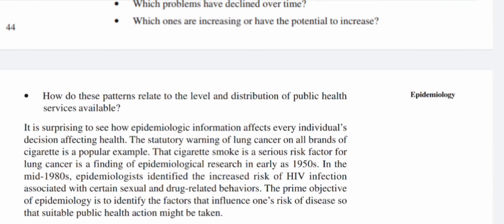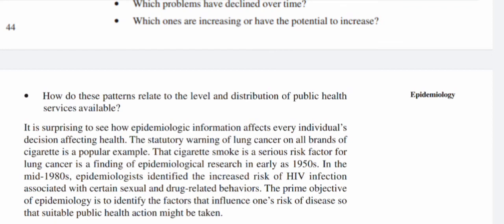It is surprising to see how epidemiological information affects every individual's decision affecting health. The statutory warning of lung cancer on all brands of cigarettes is a popular example. That cigarette smoke is a serious risk factor for lung cancer is a finding of epidemiological research as early as the 1950s.